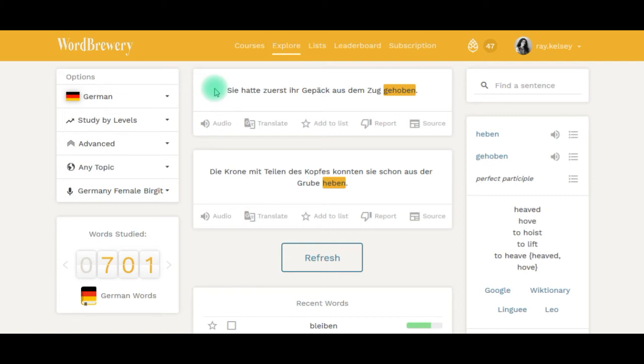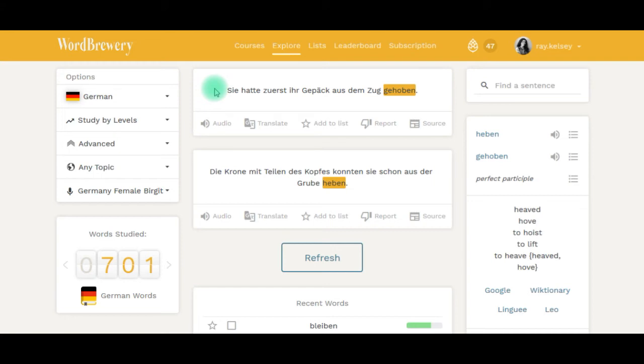We have sie, which is a German pronoun. Hatte, verb 1. Zuerst, adverb, first. Ihr Gepäck, direct object. It's whatever she has lifted, right? Aus dem Zug is a prepositional phrase. Aus takes the dative form, so der becomes dem, okay? And the article das also becomes dem.